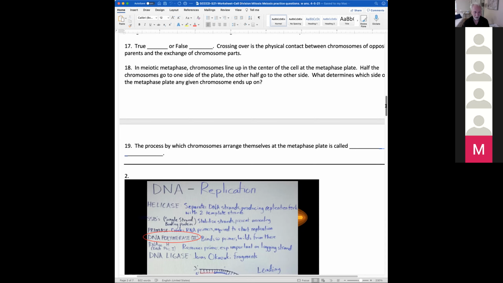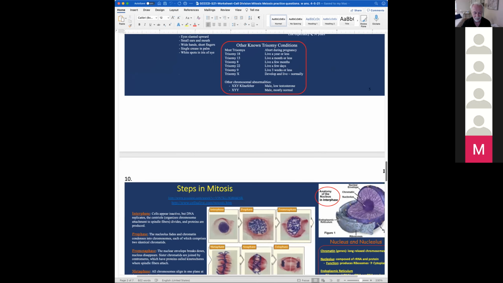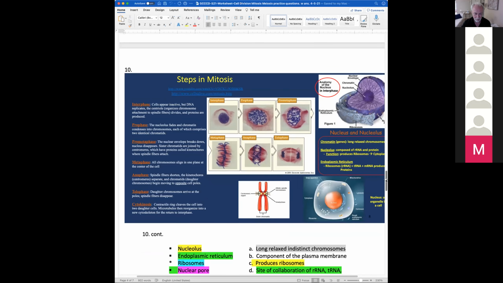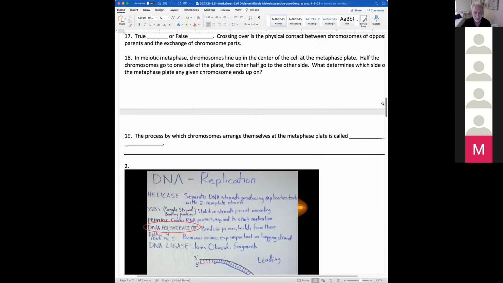That's actually question number 18. And they line up here in metaphase, and each pair of chromosomes is going to divide into 2, and one of them is going to go one way and one is going to go the other. What determines that? Random selection. It's called random assortment or independent assortment. So those are 2 big, very important sources of genetic variation.